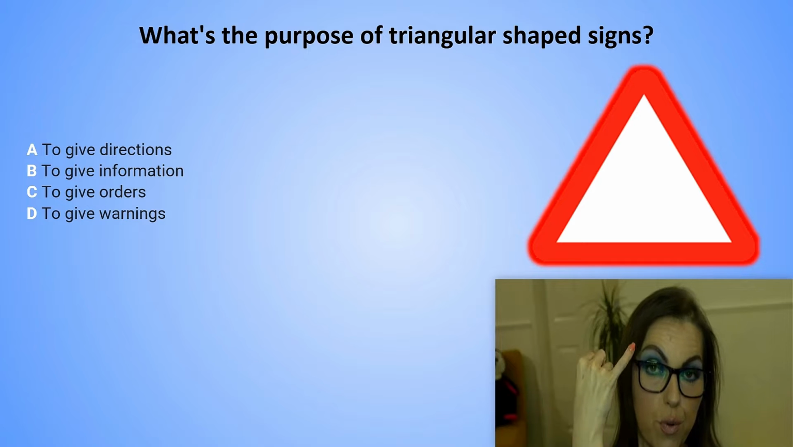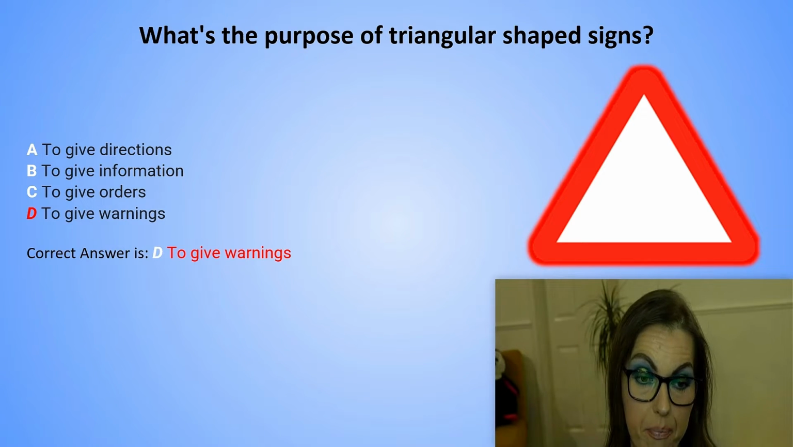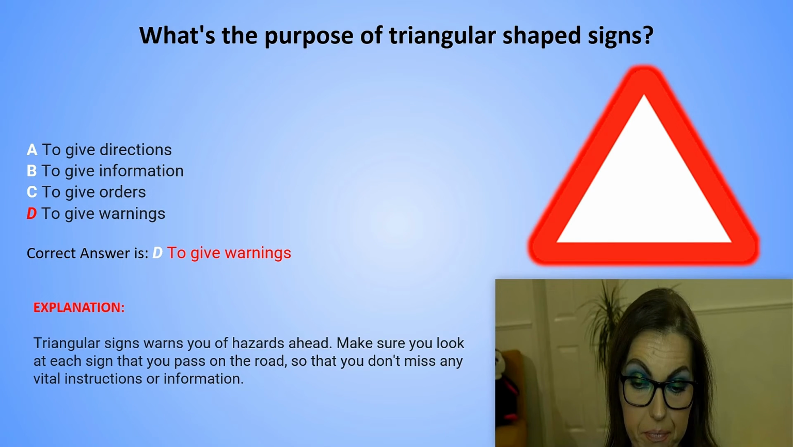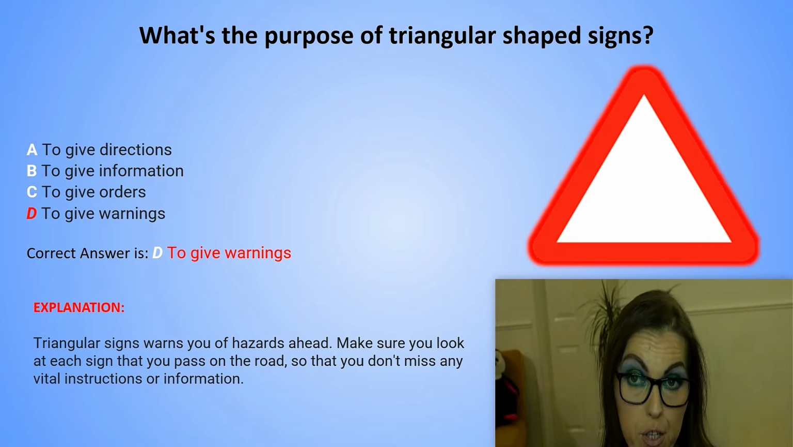And the correct answer is D. To give warnings. Explanation. Triangular signs warn you of hazards ahead. Make sure you look at each sign that you pass on the road so that you don't miss any vital instructions or information.